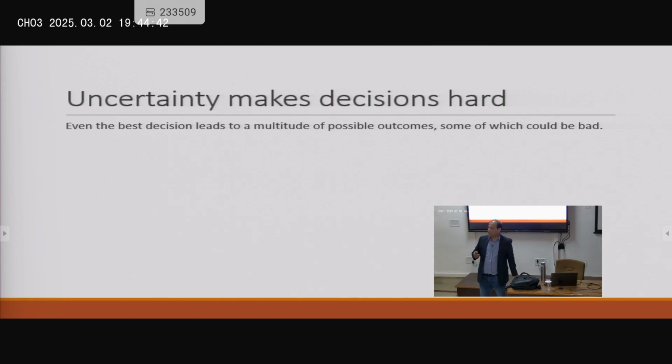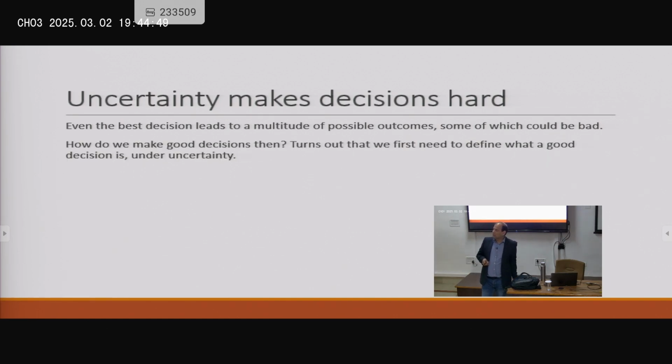So even the best decision leads to a multitude of possible outcomes, some of which could be bad. Everybody knows that. So what is a good decision under uncertainty? Minimum impact of the outcome. Huh? Minimum impact because of the outcome. Because we do not know what the outcome is. There is an uncertainty about it. At least we can reduce the impact.